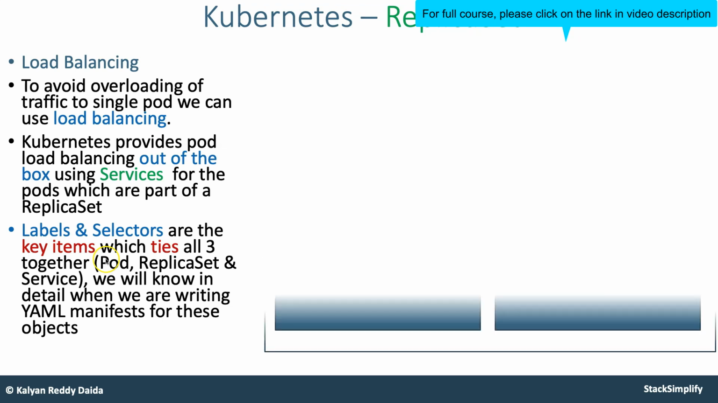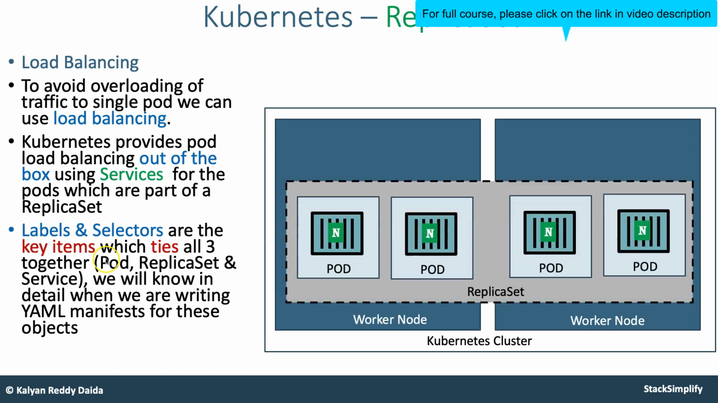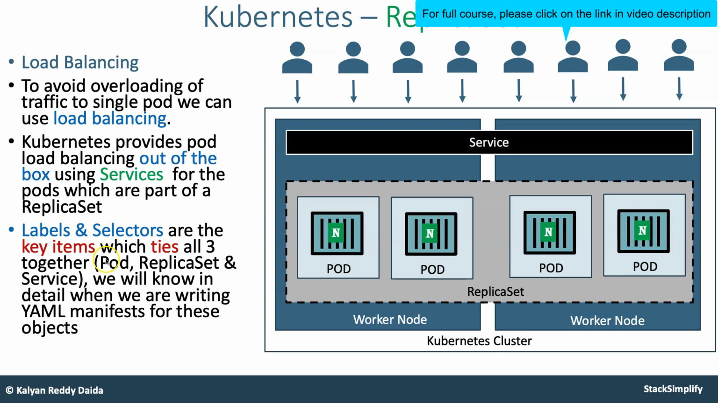If you consider a Kubernetes cluster with two worker nodes, the replica set is spanned across the two worker nodes, and we have two pods in one worker node and two pods in the other worker node. To access the applications hosted on these pods and allow effective load balancing, we will have the service in the middle. The service will distribute the traffic to the respective replica set and the pods inside it. So in combination with replica sets and services, we can achieve effective load balancing in Kubernetes.